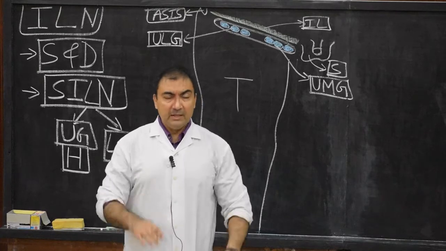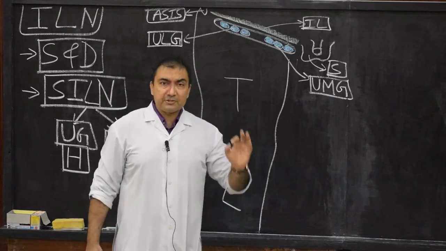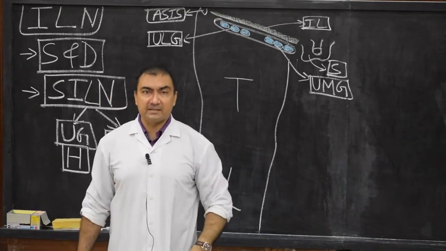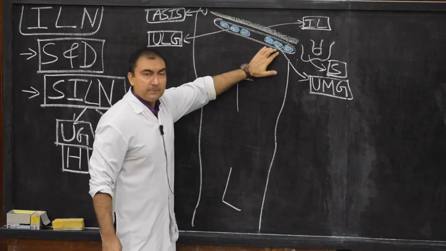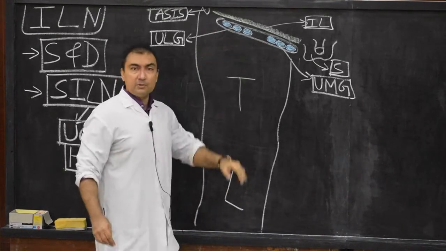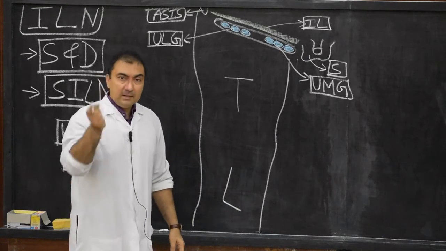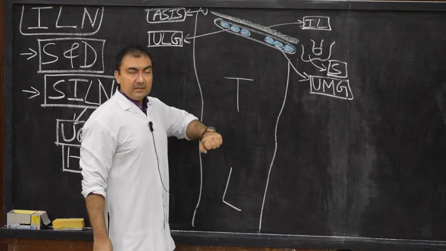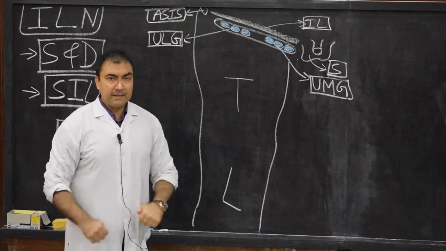Very simple. Remember, this is a very important short note, and innumerable MCQs can be asked from it with respect to the area of drainage of the upper medial group of superficial inguinal lymph nodes and the area of drainage of the upper lateral group. We have seen the location, the extent, and how many they are. Now the area of drainage.